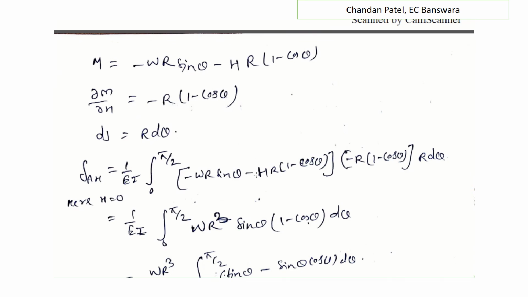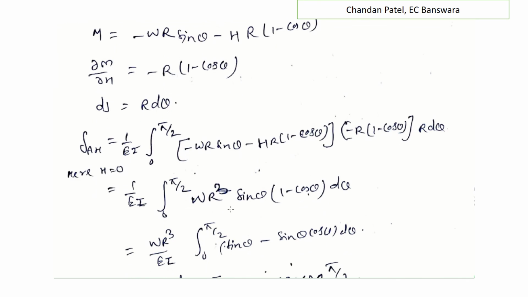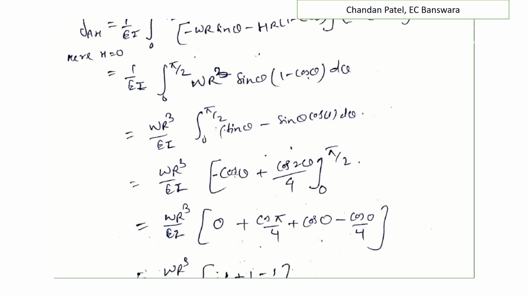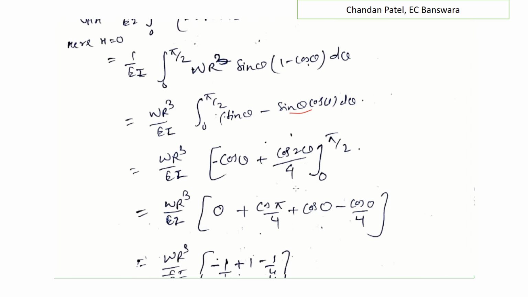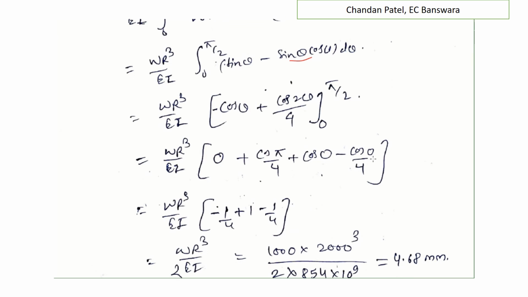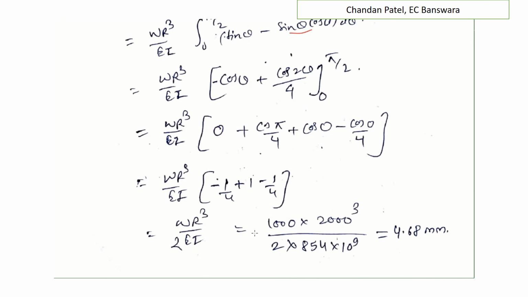Put in the equation and put H equals to 0. The remaining part is W r cubed sin theta into 1 minus cos theta. Integrating this part, we get sin theta and cos theta, so we multiply and divide by 2 in this portion. So sin 2 theta by 2, and the integration of sin 2 theta is minus cos 2 theta by 2. With the limit 0 to pi by 2, upper limit minus lower limit, cos pi by 2 is 0, cos pi is minus 1, and cos 0 is 1. Then putting the values of EI, W and r, the horizontal deflection is 4.68 mm.